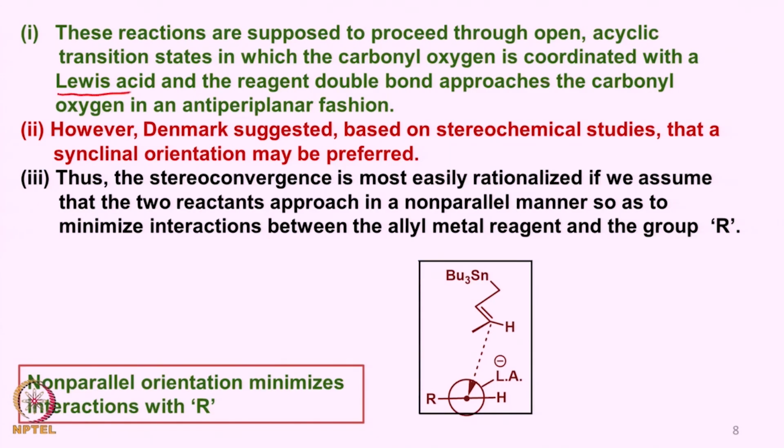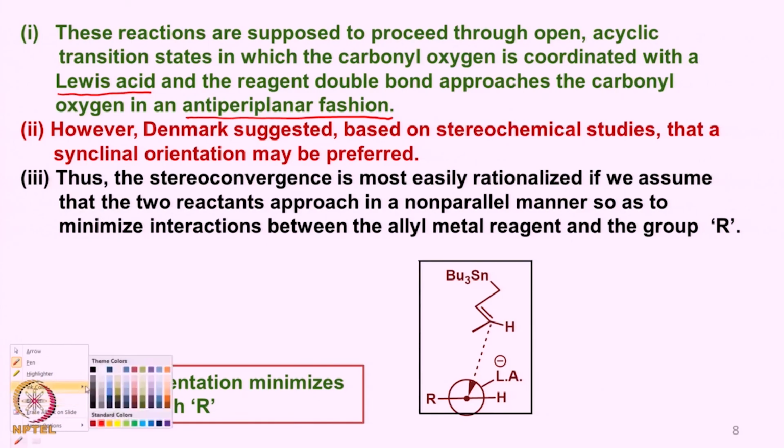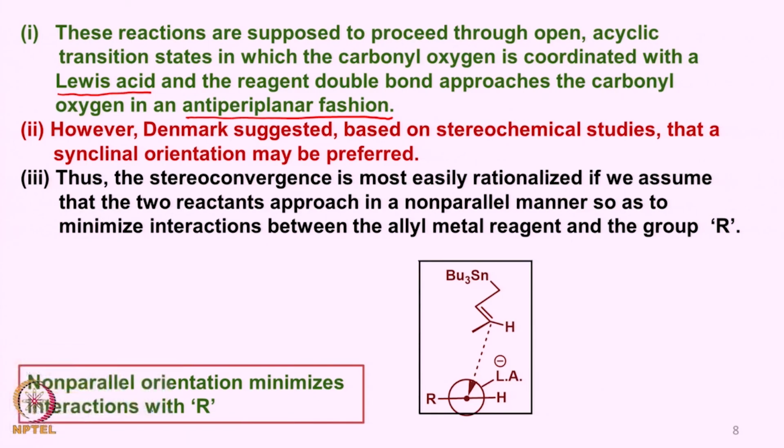So, the carbonyl oxygen coordinates with the Lewis acid, and then the reagent approaches the carbonyl in an anti-parallel fashion. This is what was basically expected, because it is obvious that once the chelation occurs, the approach of the nucleophile or the allyl part will happen in an anti-periplanar fashion. But Denmark suggested, based on various kinds of stereochemical analysis, that the synclinal orientation is preferred.